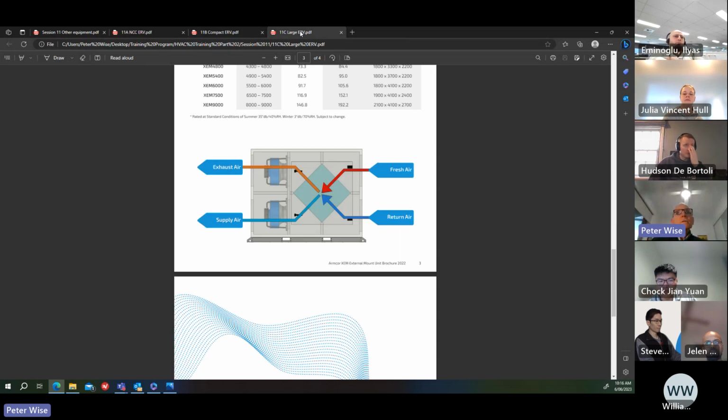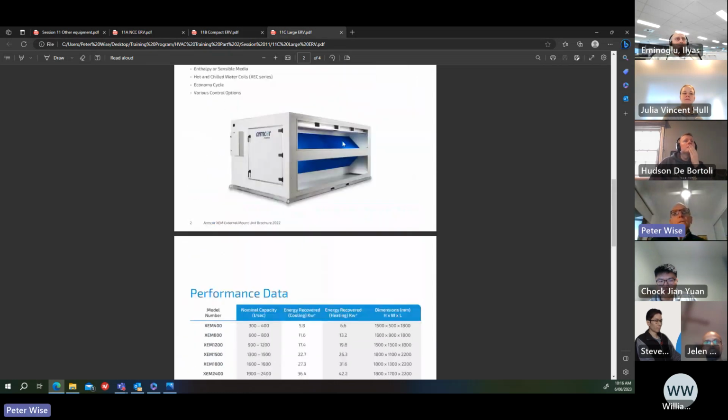On this, can you see this one of the large ERV? That blue element there is the heat exchanger, and if you can see that there's lines in between each plate, there's a series of plates. So the air passes through channels between all these plates.